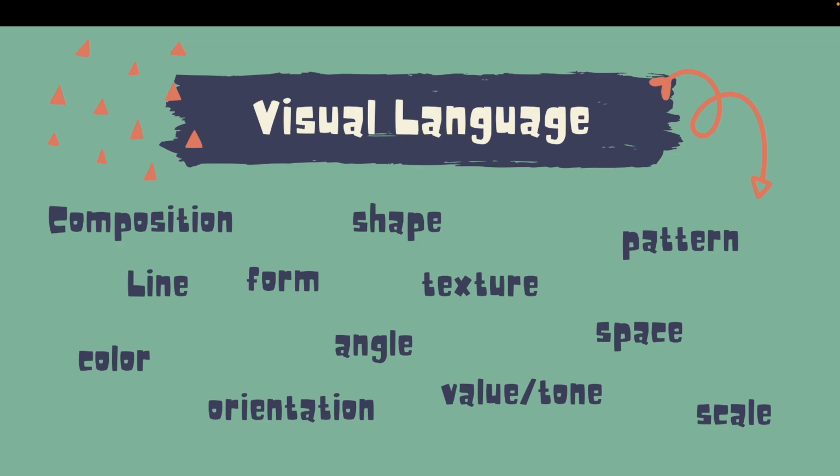So we have here composition, line, form, color, angle, orientation. We have value or tone, space, scale, texture, shape, and pattern. Now, with composition, first and foremost, it is the arrangement of elements, the arrangement of lines, the arrangement of forms, shapes, colors, the placement of shapes, of patterns, of different shapes with different scales, the value, the darkness, and the lightness of the colors, the orientation of the painting.